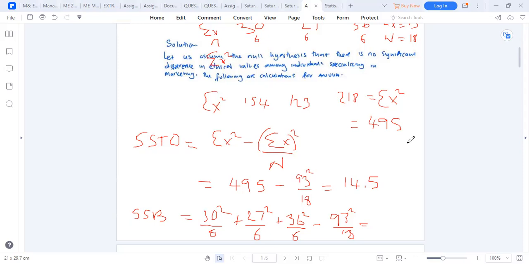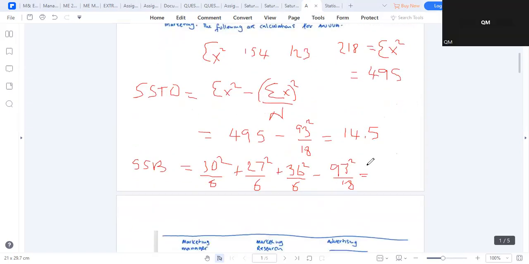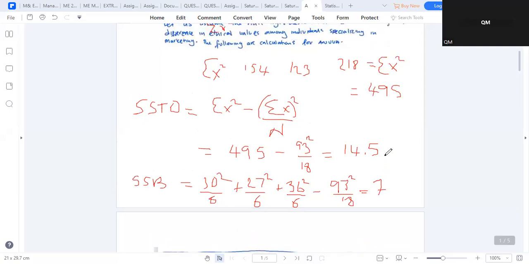For the sum of square between, we're just getting each treatment total squared over its number of observations, the variations in each treatment. That's what's called sum of square between the treatments. So 30 squared over 6, 27 squared over 6, 36 squared over 6, minus the correction term, which is 93 squared over 18. What are you getting? 7. Yes, 7. So with these key parameters, can you set up an ANOVA table?